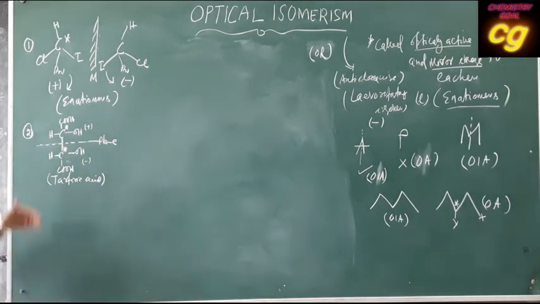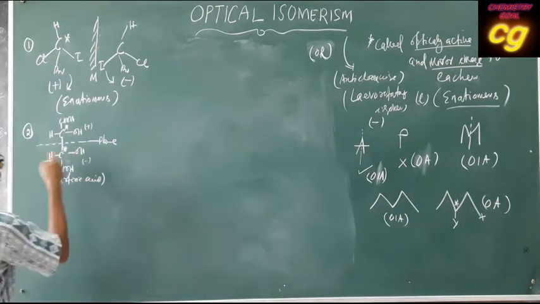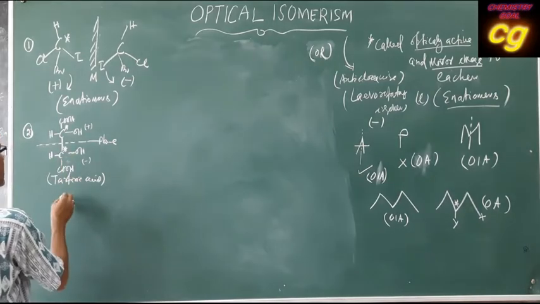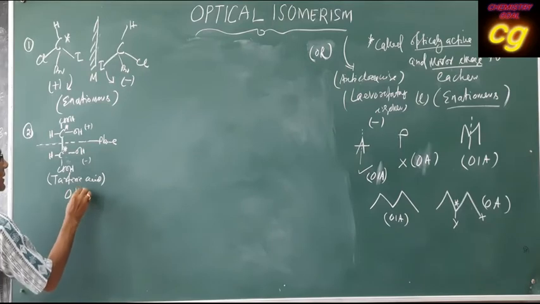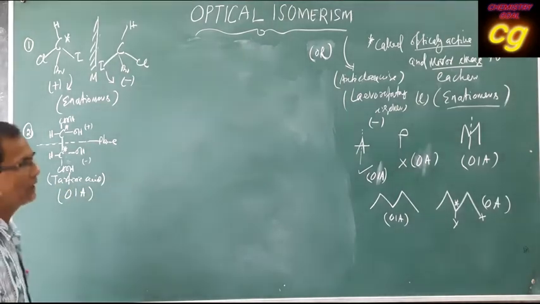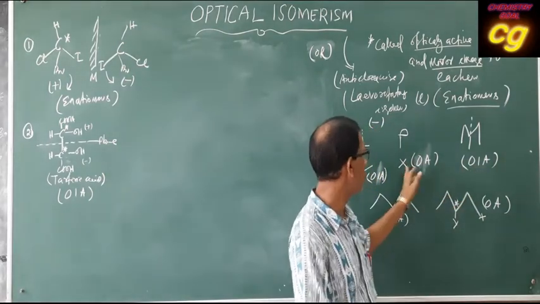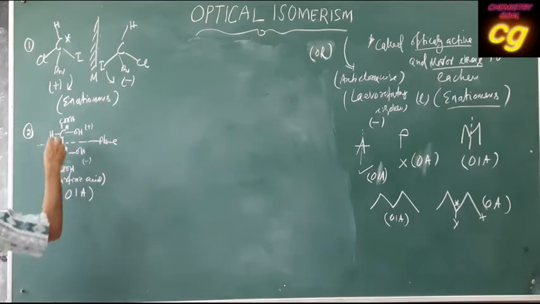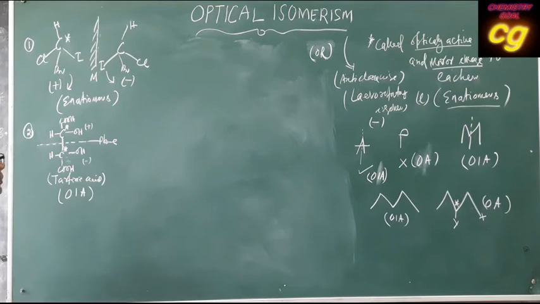plane of symmetry. The upper half is equal to the lower half. That's why it is optically inactive. Short form is OIA, I have already told you. OIA means optically inactive, OA means optically active. So it is optically inactive because the upper half and lower half are mirror images of each other.